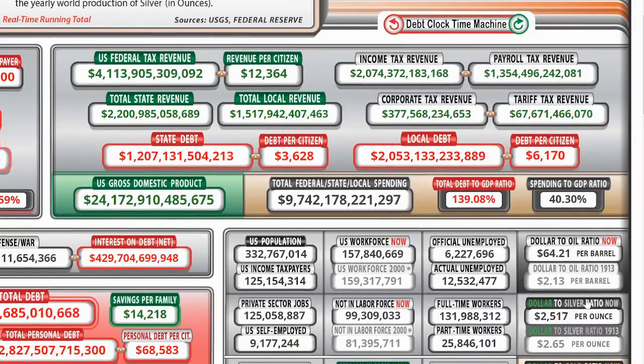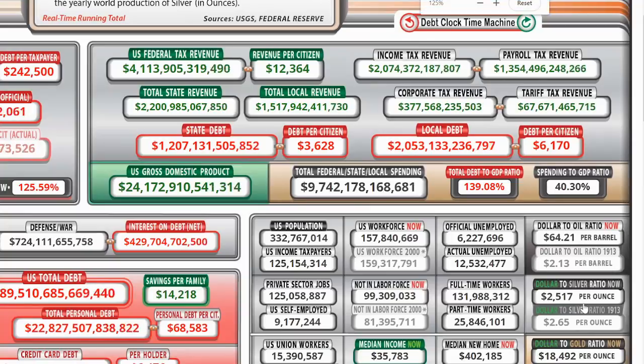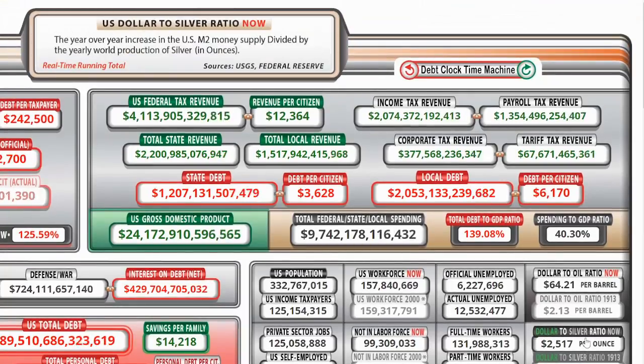And if you look at it in terms of, we'll zoom out just a little bit here, you can actually see what this means. If you highlight over it and look on the U.S. Debt Clock website, it is the year-over-year increase in the U.S. M2 money supply divided by the yearly world production of silver in ounces. And so that gives you a gauge of understanding that silver is limited. There's only so much that can be pulled out of the ground. And you can see how much of it is pulled out of the ground each year compared to how much the Federal Reserve prints money.